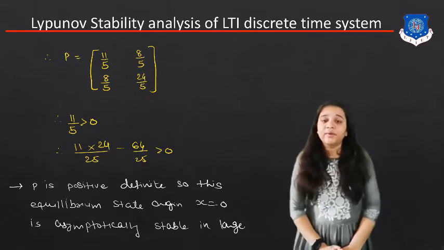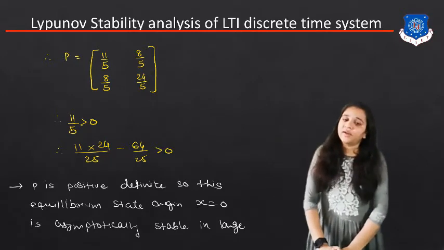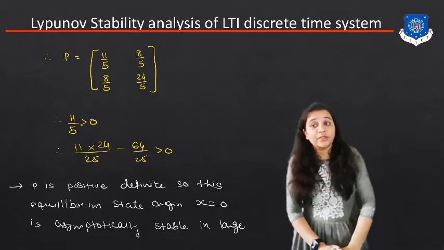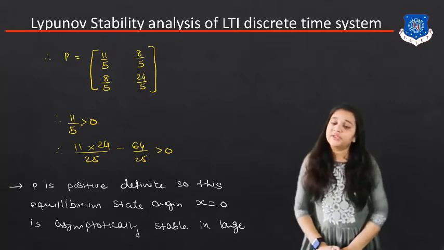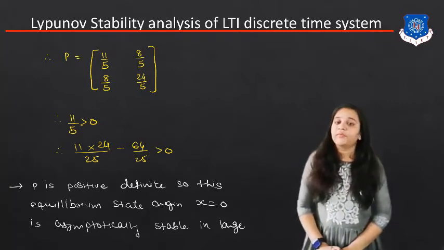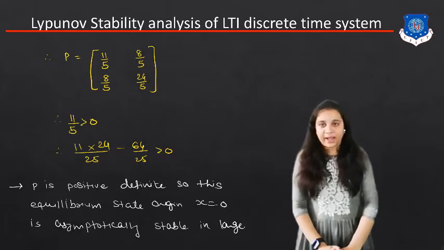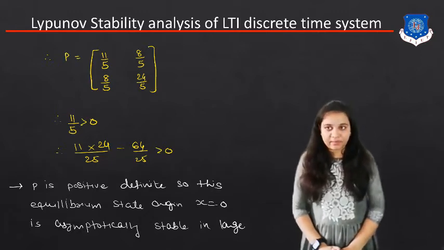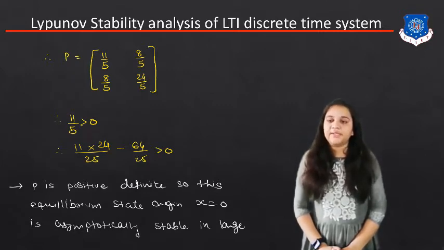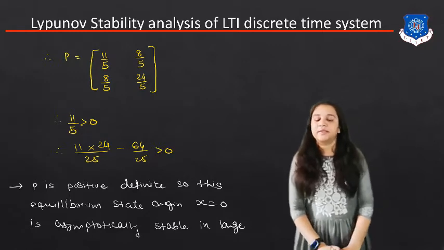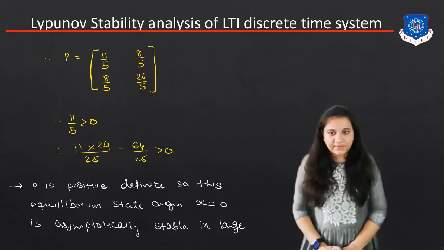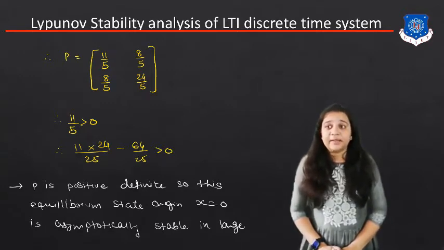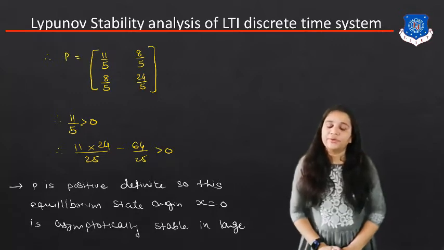Same thing if the example or the system is given in the matrix form, that time we have to also apply the Lyapunov stability analysis, and then using this function we can easily identify whether the system given is stable, unstable, globally stable, or asymptotically stable in the large. For that you have to remember the scalar function, and the stability criteria given by the Lyapunov theorem.